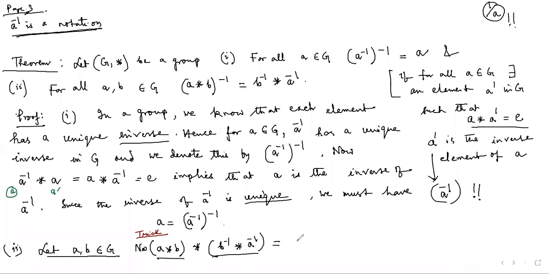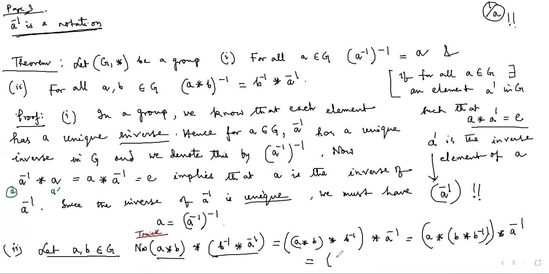Now, after that, I can apply the associativity property over here, and I can write it in this manner, that this term and that term have been taken together. After this, I can associate these two terms together, and we can write it in this manner. But we know that B star B inverse is E, so I can write it as A star E star A inverse, and A star E can be written as A star A inverse, and this can be written as E. So we have got A star B star B inverse star A inverse equal to E.